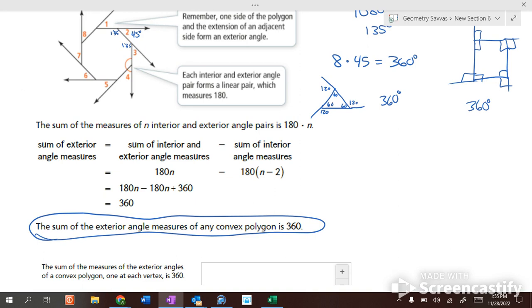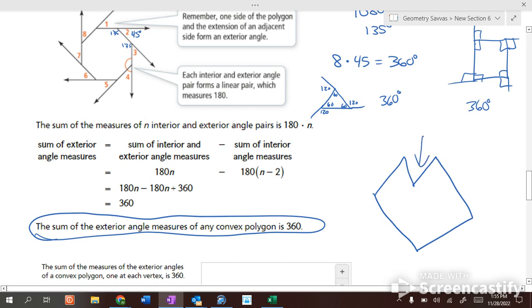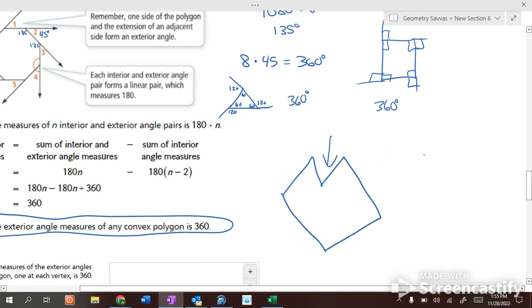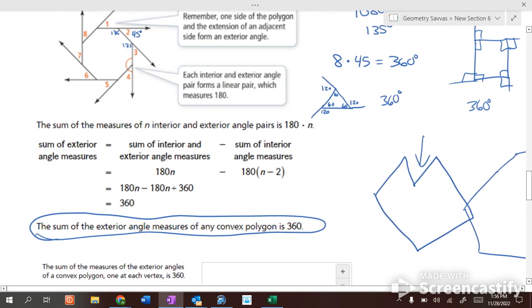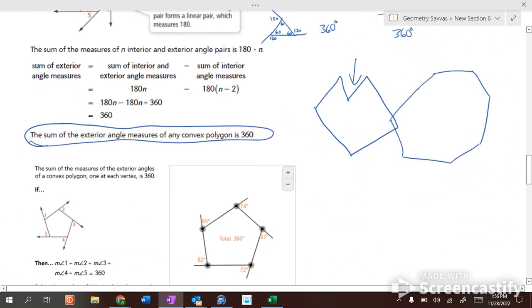What's a convex? Well, a convex is made up of all outies. There's no innies. What's an innie? That's an innie. An angle that points to the inside is an innie. A convex polygon has all outies. All the angles point to the outside. There's no innies. Okay? So, if it's convex, there's all outies. All right.